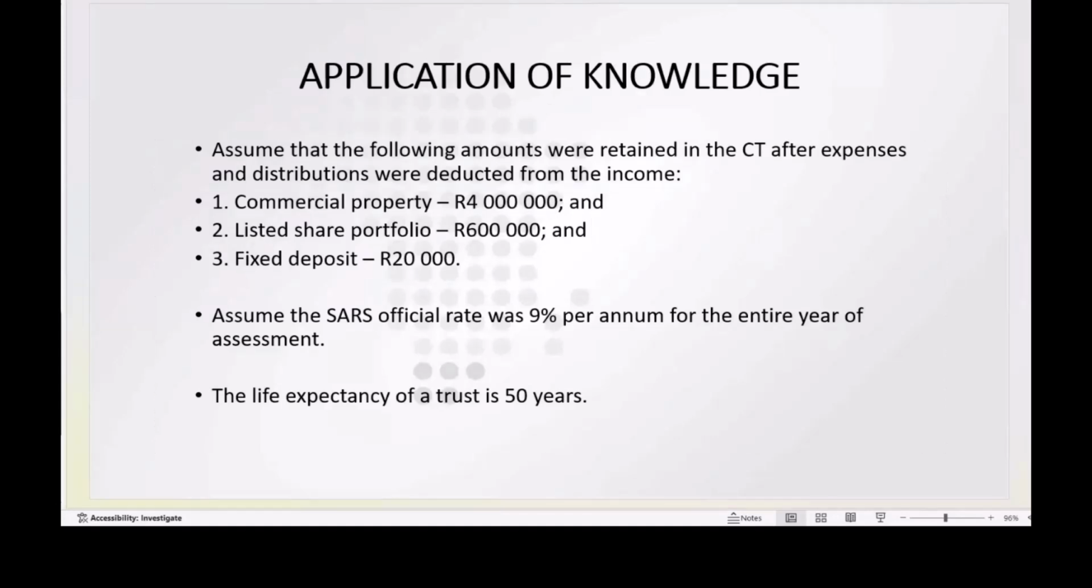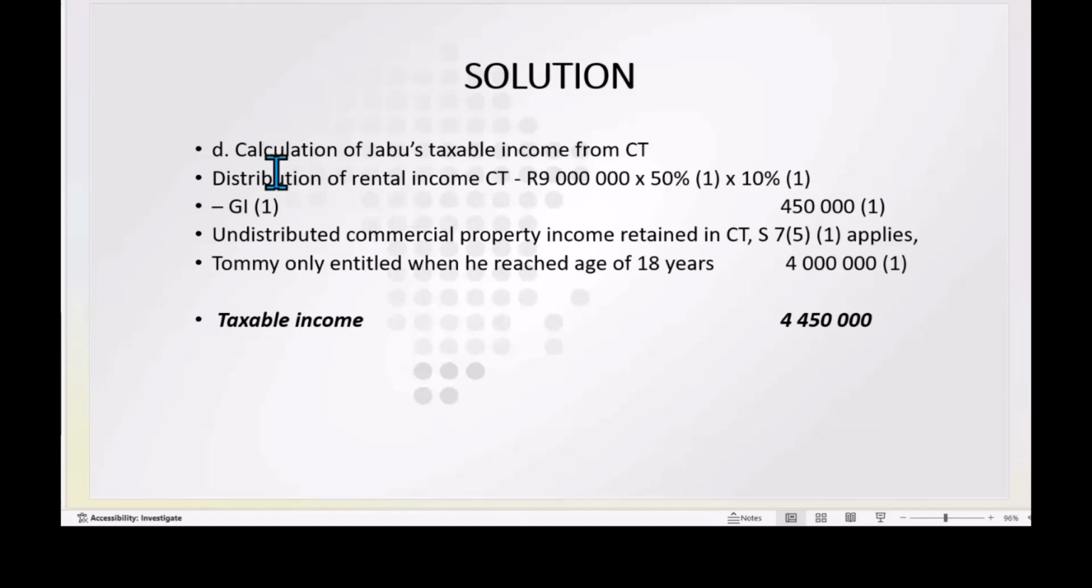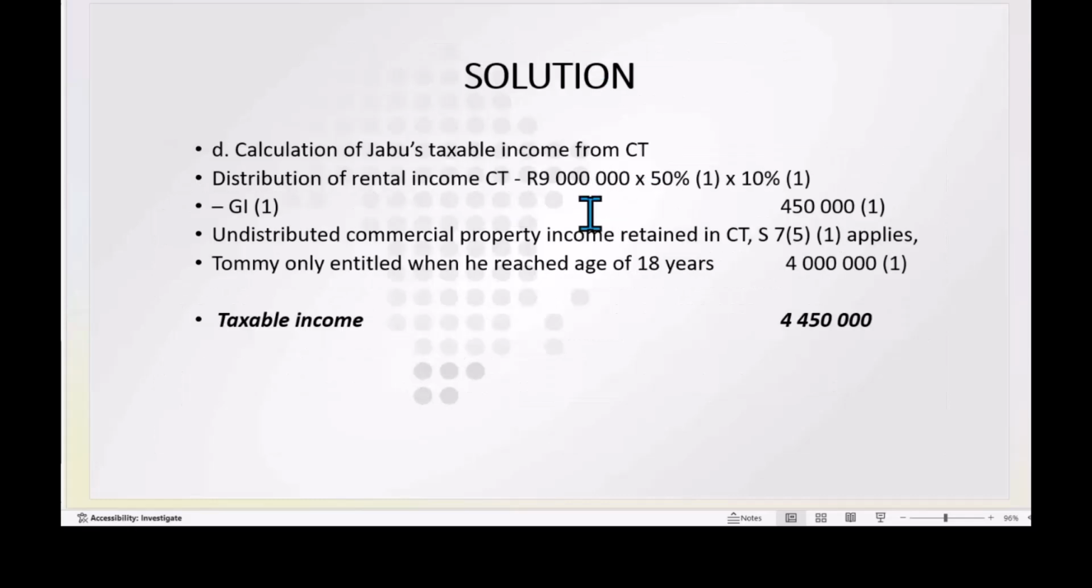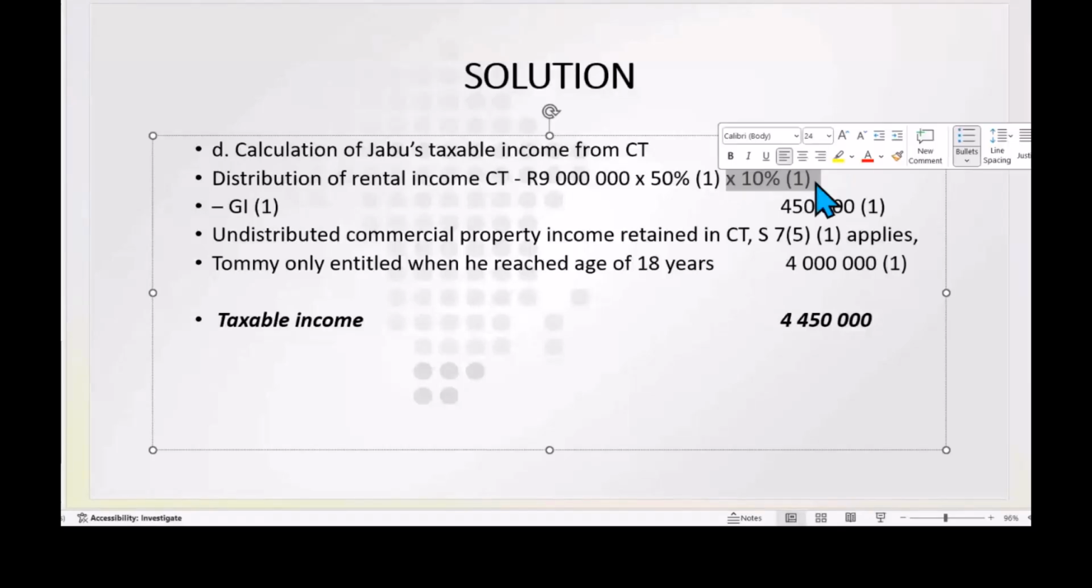All right, so let's look at our solution. Here we are. So Jabu will be taxed on the portion that he received. The rental income that was received from the trust was the 9 million multiplied by 50%, because the usufruct was donated to both Janet and the trust. So the income that comes from that commercial property will be divided between Janet and the trust 50-50, and then distributed to the people. So in this case, we first take 50% that the trust receives, then multiply that by 10%, because he was only entitled to 10% according to the trust deed.